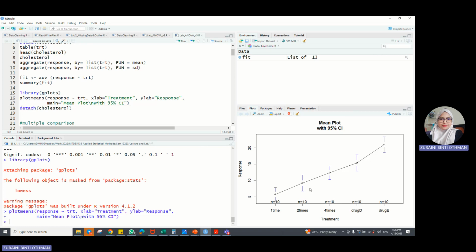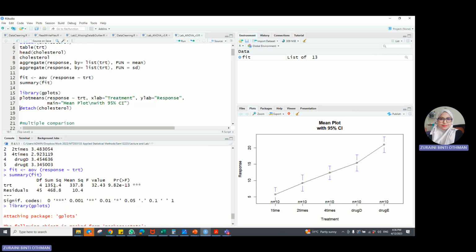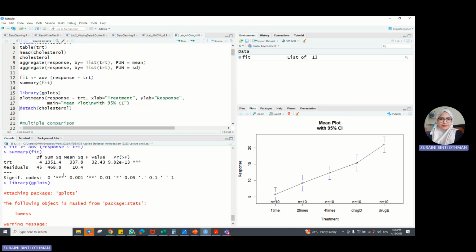This is the figure, and it allows you to clearly see how the treatments differ. From here you can see the difference of mean values for this. We may see it in a graph here, the differences.